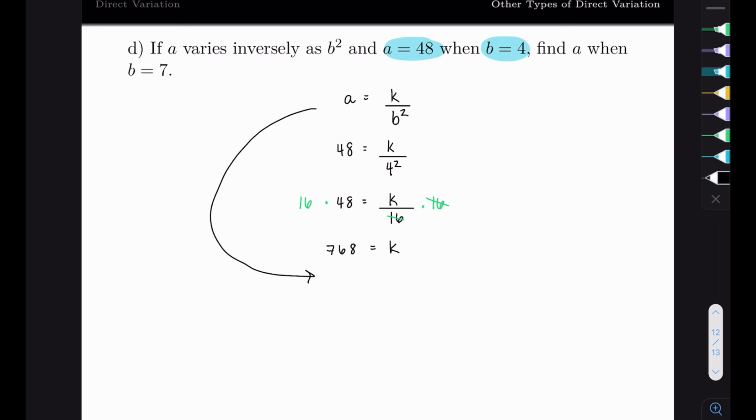So going back to our starting equation, we now know a is equal to 768 divided by b squared. So we are almost done. What we need to do is we need to find the value of a when b is equal to 7. So we go ahead and just plug that in. A is equal to 768 over b squared. And 7 squared is going to be 49. And unfortunately, that doesn't simplify, so we just have to leave that as is. Based on this problem, this is what a must equal when b equals 7.